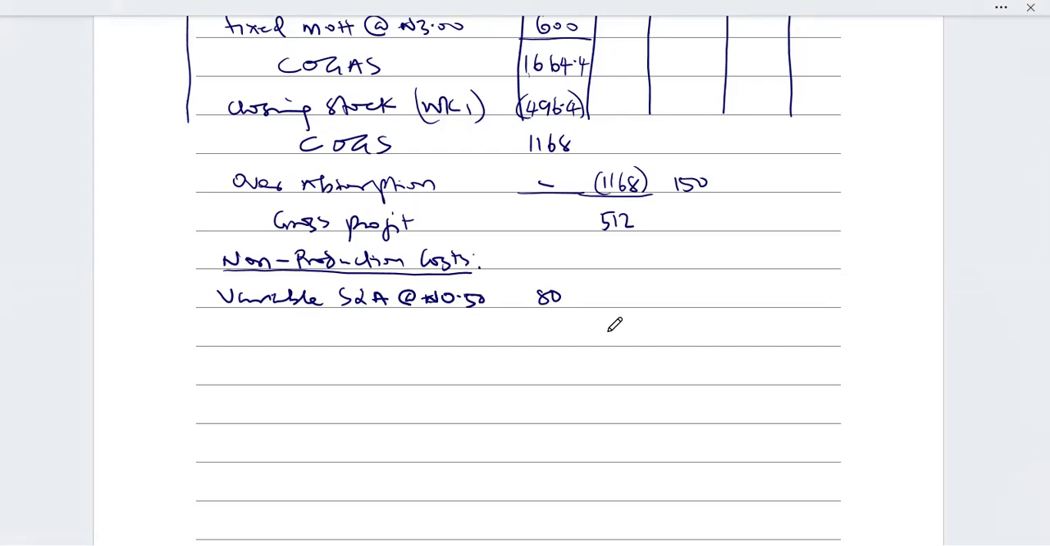I will go back to the question. If I have other fixed costs that are not related to production, we're also told that fixed selling and admin expenses amount to 75,000 naira a year. So fixed selling and admin, 75,000 naira a year. So I will put here 75. Add the two together, that's 155,000. So 155,000 taken from 512, what do you get? 512 minus 155 equals 357.